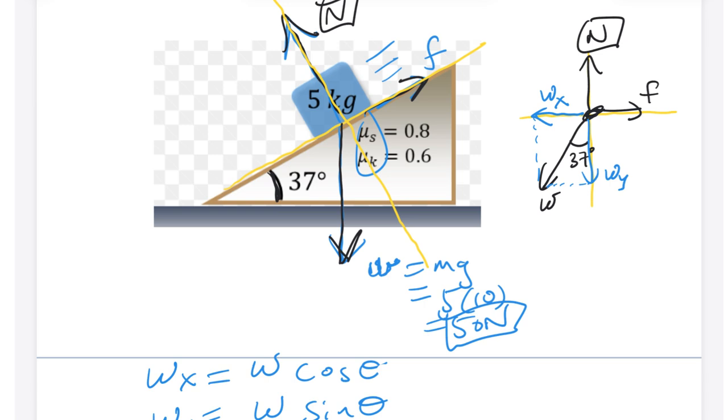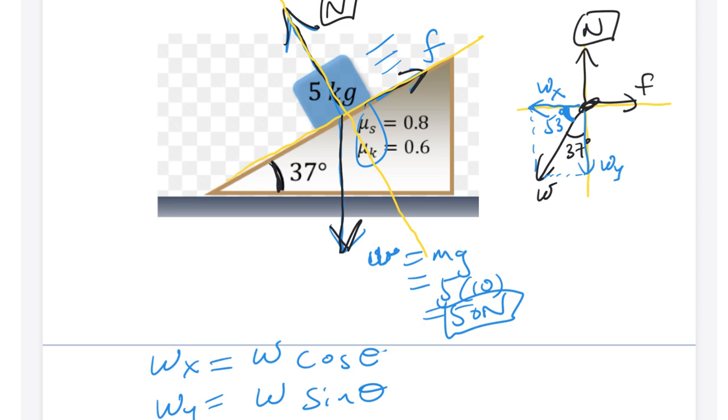Okay, so I need this angle to plug into these equations. The angle from the x-axis between the weight and the x-axis. So that would be, let's see, 90 minus 37 is 53 degrees. Okay, so let's do it.